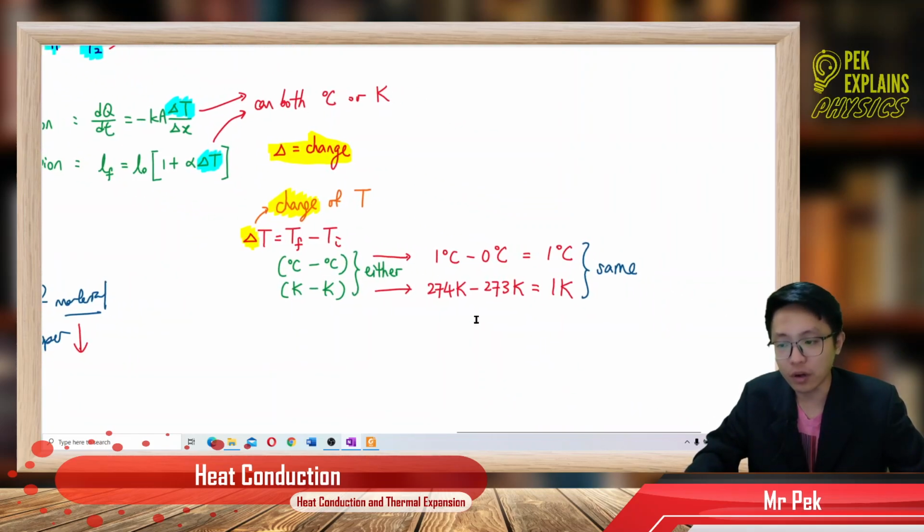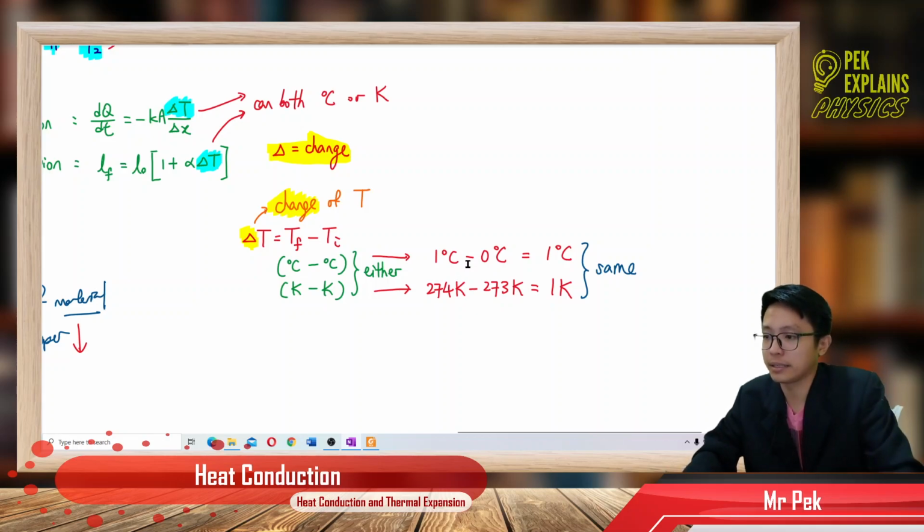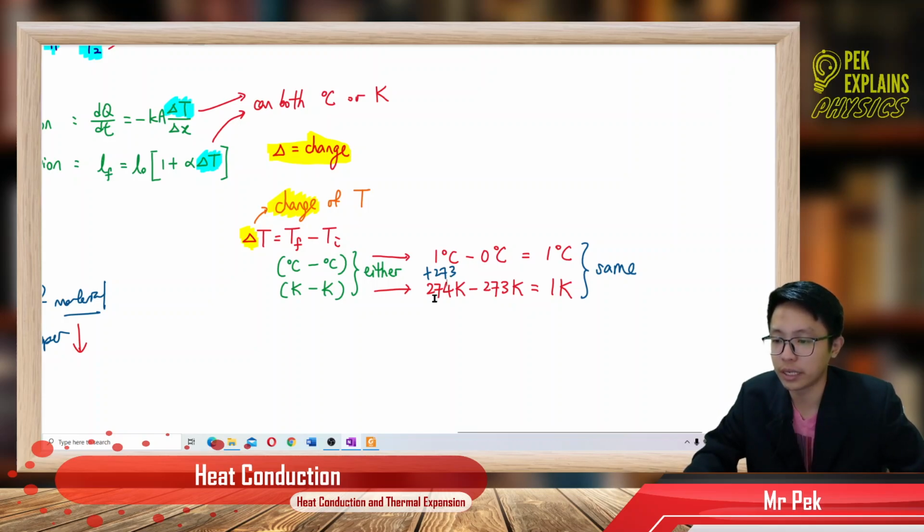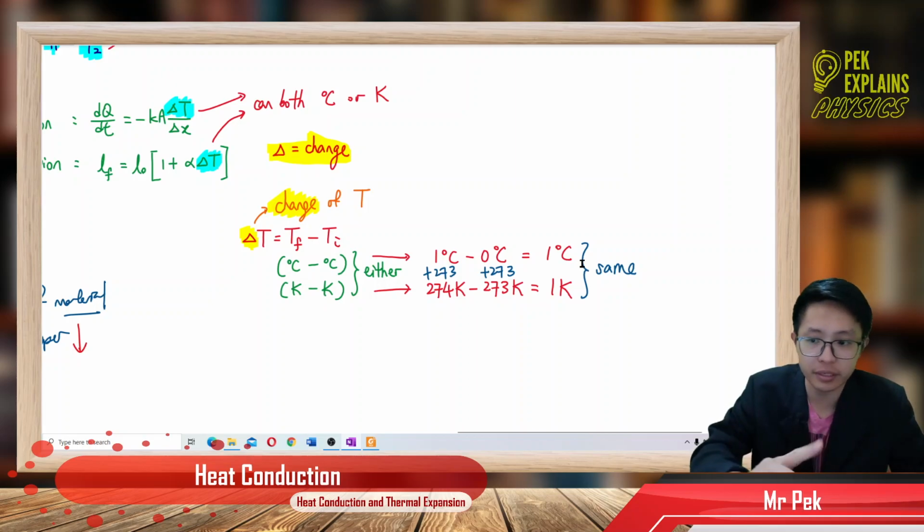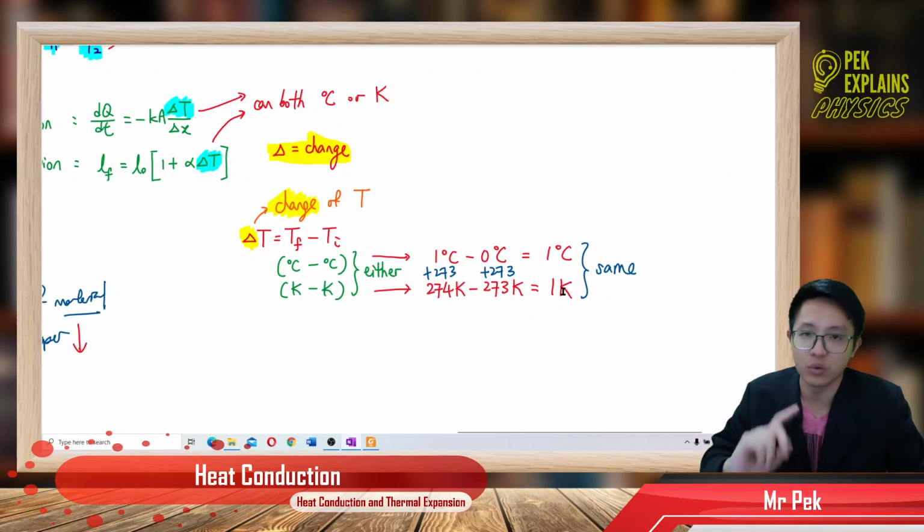Why? Look at this. For example, let's say the final temperature is 1 degree Celsius and the initial temperature is 0 degrees Celsius. If we change to Kelvin, we add 273 to each temperature. 1 degree Celsius plus 273 gives 274, and 0 degrees Celsius plus 273 gives 273. When we subtract, 1 minus 0 gives 1 degree Celsius, and 274 minus 273 gives 1 Kelvin. The value is still the same, 1 and 1.